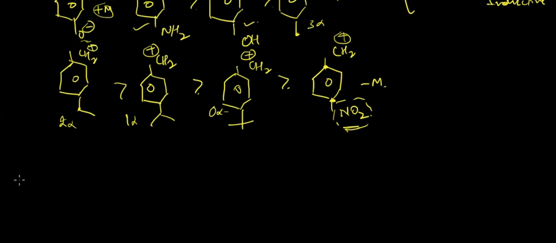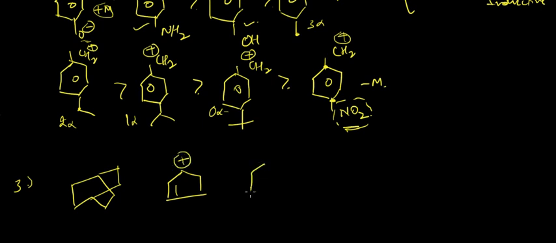Okay, now comes the third example. We have something like this, a bicyclo compound, this and this. So in this case, what would be the order of stability? And let's suppose we have a positive charge here. So according to the German scholar Bredt, this compound cannot even exist.